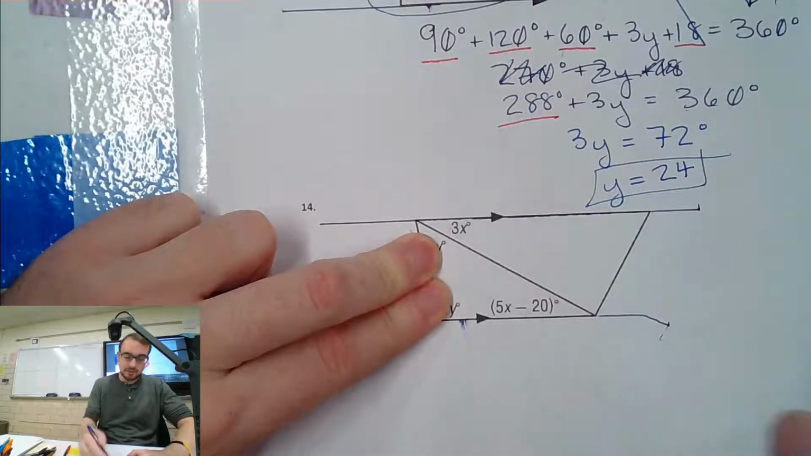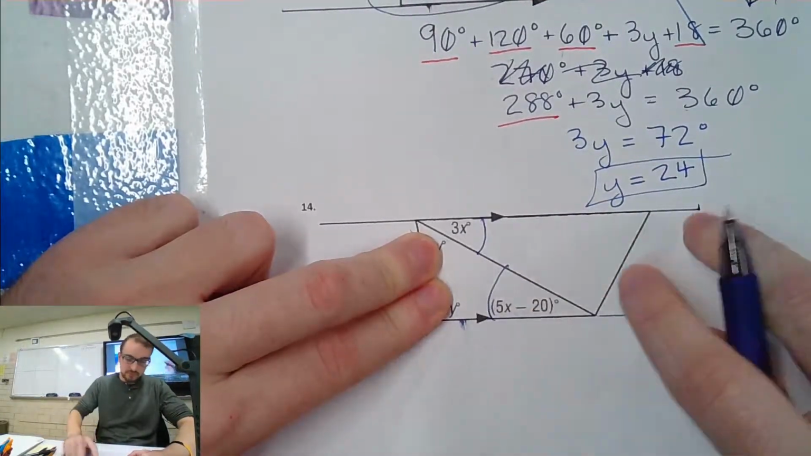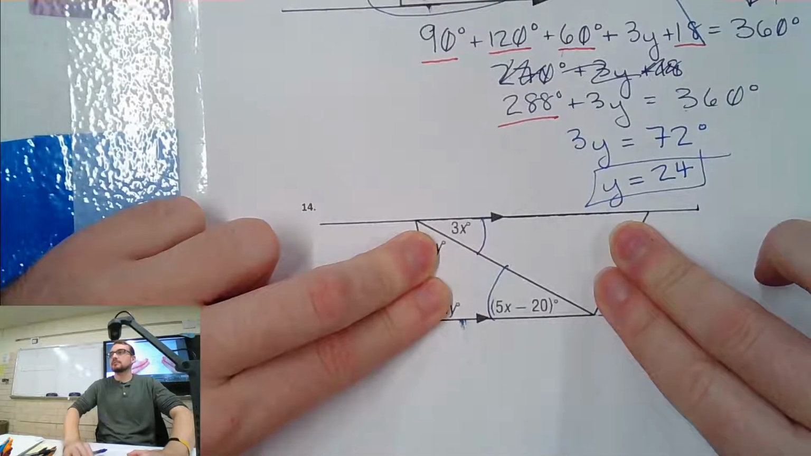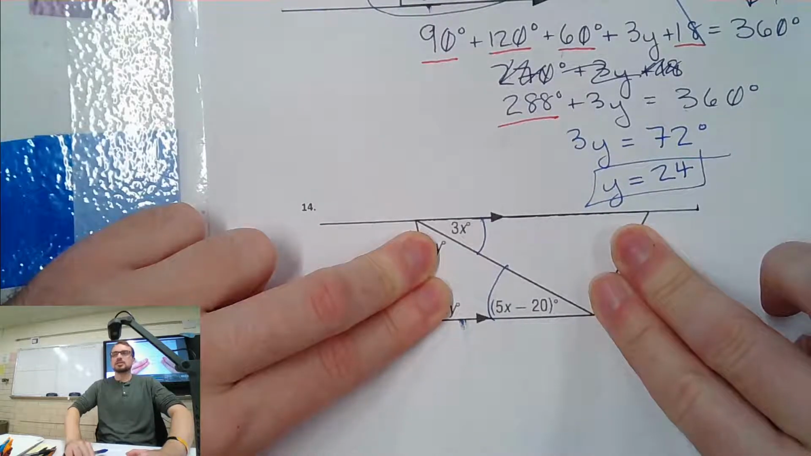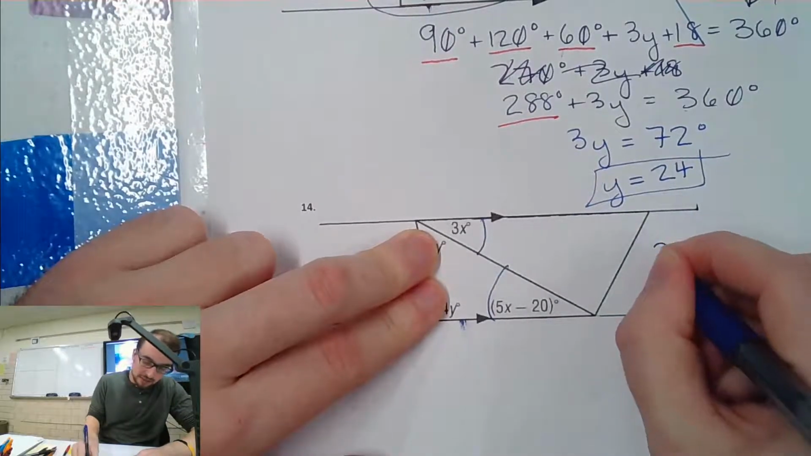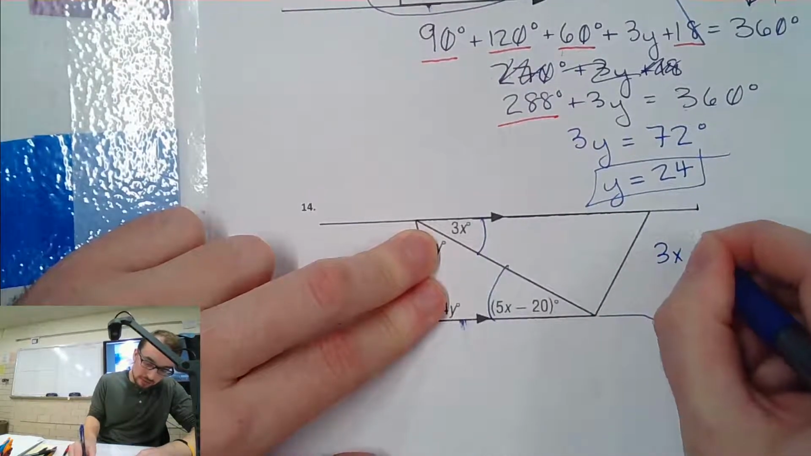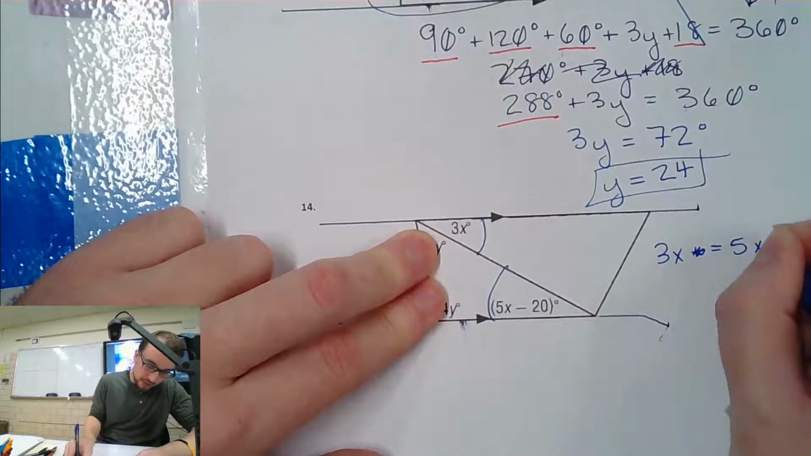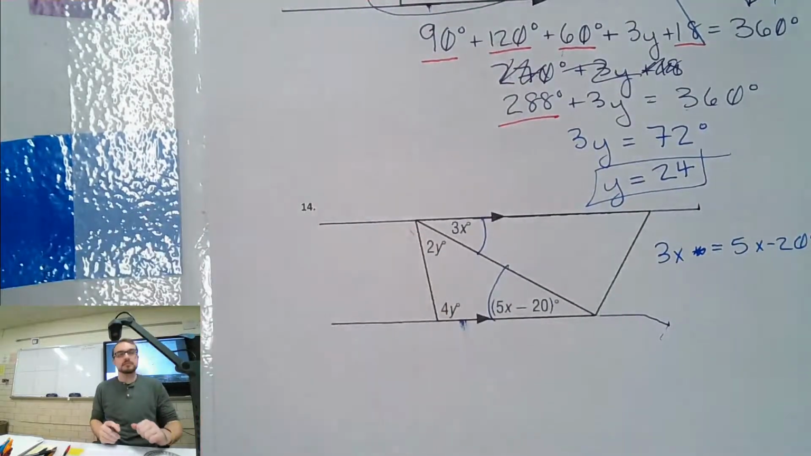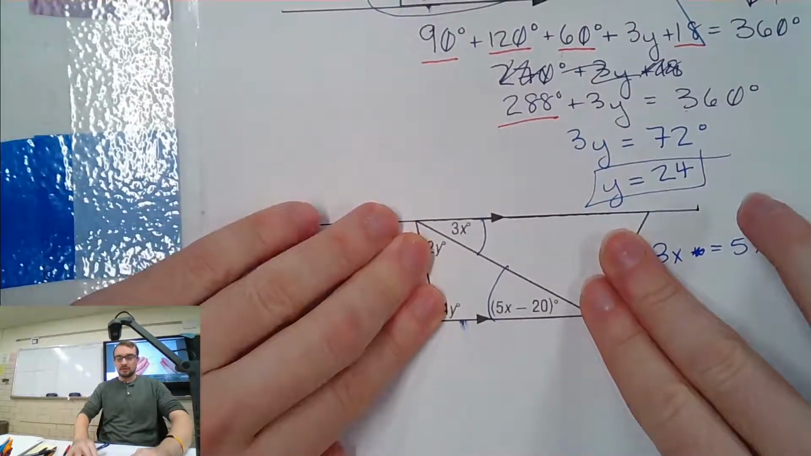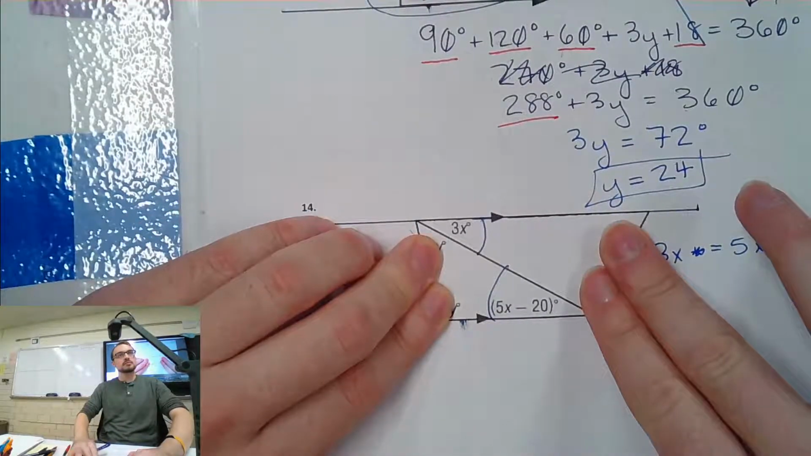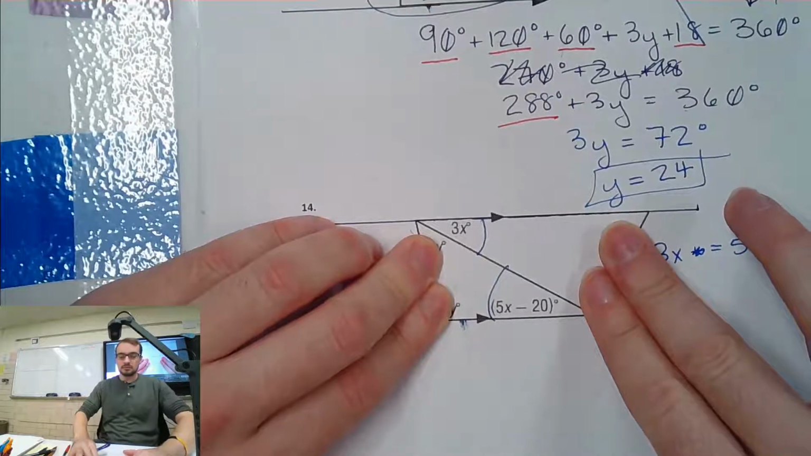Aren't these two angles going to be the same? Alternate interior, right? Crisscross applesauce. Do you see it? Does everybody see why those are going to be congruent? Okay. So we know that 3x equals 5x minus 20, right? Because they're the same thing, so they equal each other. You dig? That's how we're going to find x. All right? Those equal each other.